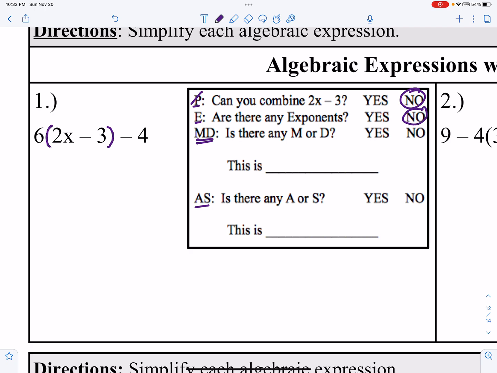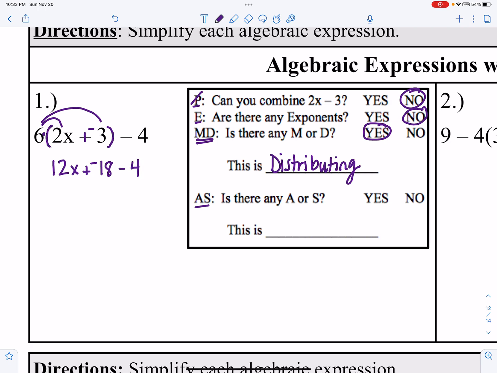Now looking at multiplication, division. So there is multiplication. It's the 6 times that quantity. And so we say yes, and this is distributing. Okay, and so we're going to distribute the 6 to both of those. I'm going to KFC that to uncomplicate that a little bit. 2 times 6 is going to be the 12x, plus 3 times 6 will be the negative 18. And then we'll bring down the minus 4.